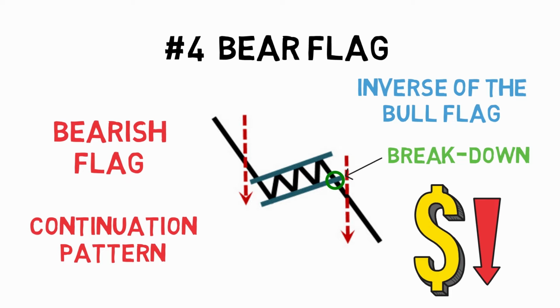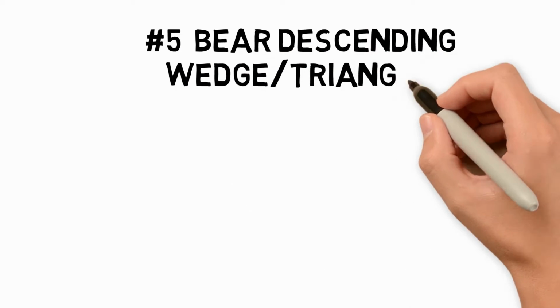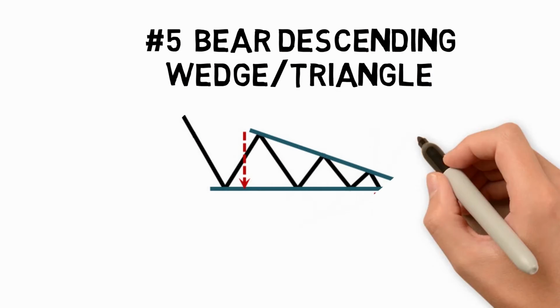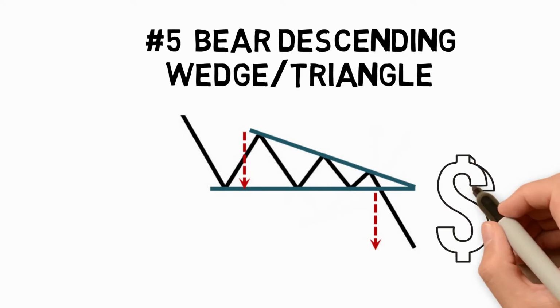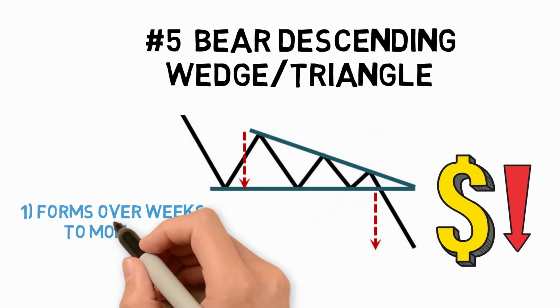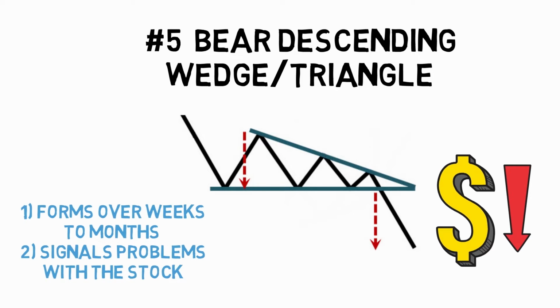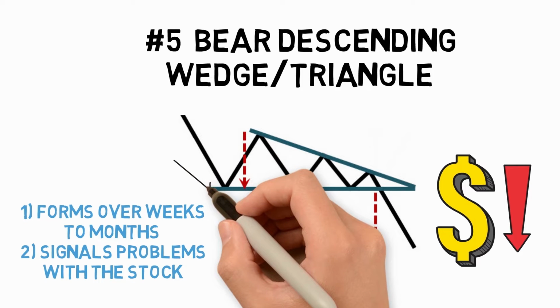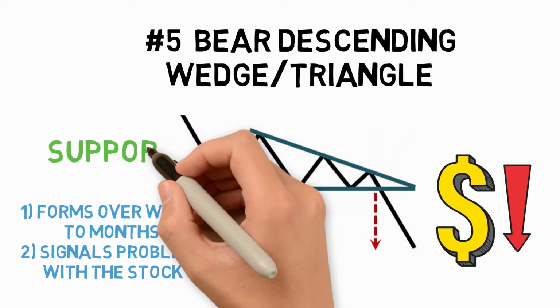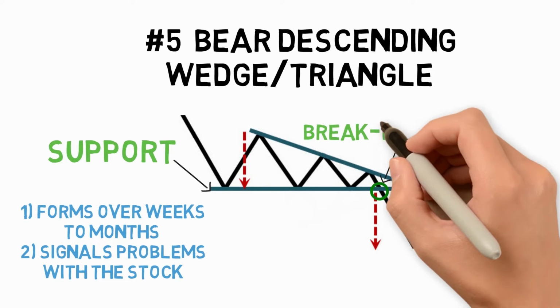Number 5. Bear descending wedge, triangle. A bear wedge is the opposite of a bull wedge. It occurs or makes up the overall downtrend. This pattern forms over weeks to months and can signal there are major problems with the stock, and more downside is in the future. The descending triangle usually occurs at the level of support and keeps challenging or bouncing off that support until it eventually breaks down and the price continues lower.